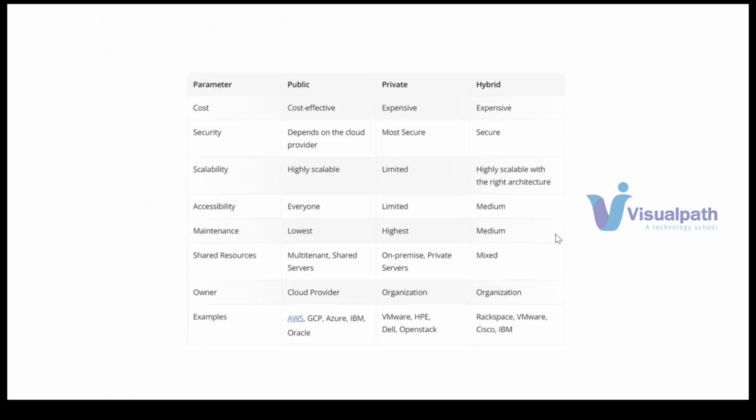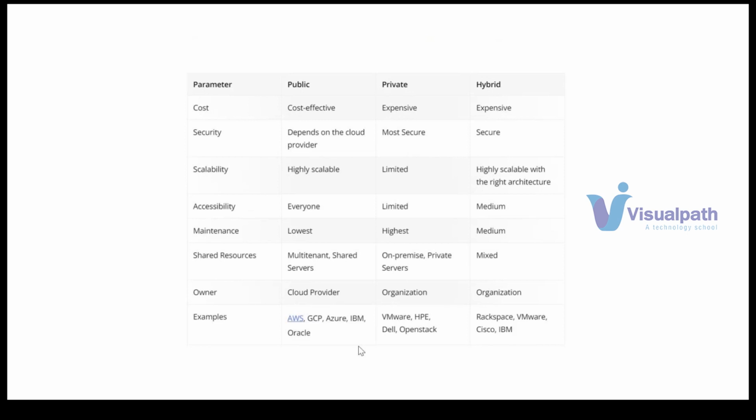So these are different parameters, friends, like costing and security. Just for understanding, I'm sharing this. We don't need to put much effort into this. Coming to public, the examples you can remember for public cloud are AWS, GCP, Azure, IBM, and Oracle also. Now coming to private, it is like VMware, HP, Dell, OpenStack. So these are the software that help to run the private cloud.